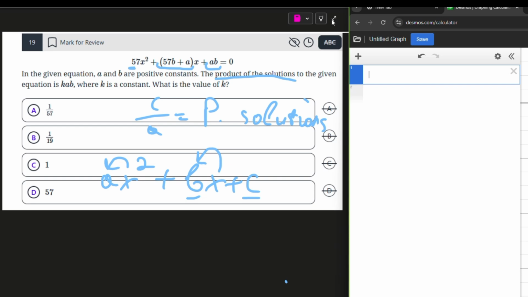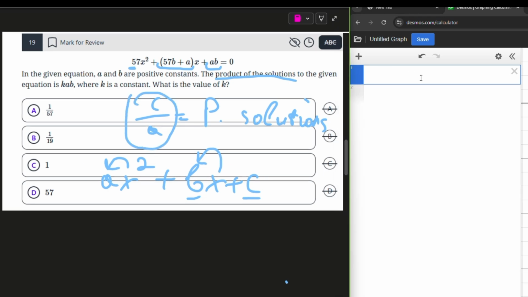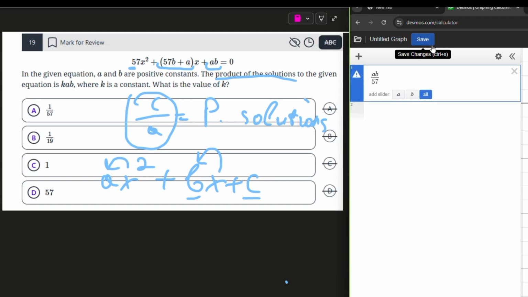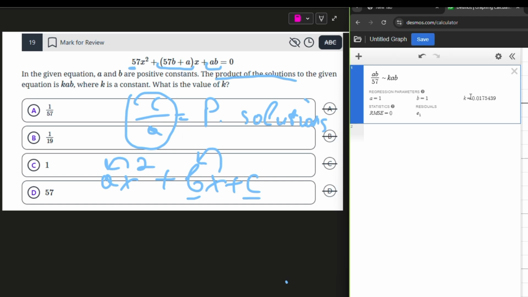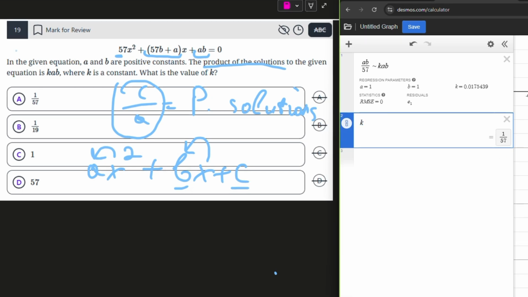So let's use this formula right here. c is ab, so ab divided by 57. And because we have letters that I don't know the values of, I will use regression again. And this equals kab. We're told that. The value of k looks relatively weird, but thanks to Desmos, we can actually turn it into a fraction. Just write k, and when it's possible, you can click this button and it will turn it into a fraction. So the correct answer will in fact be answer choice A.